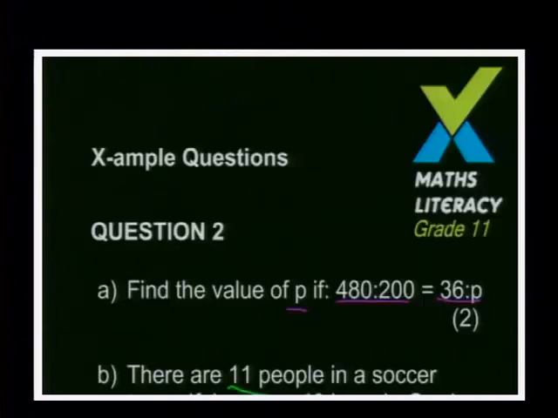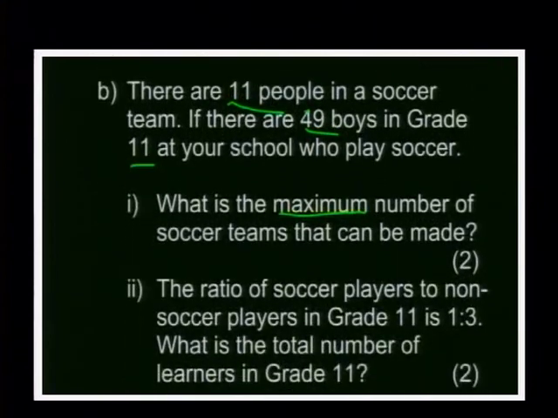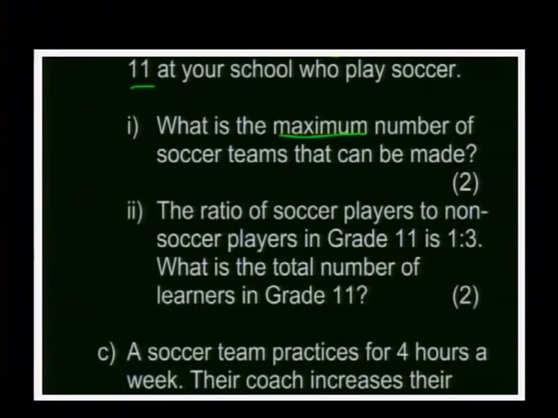Go back and check the question. Have we answered the question? It says, what is the maximum number of soccer teams that can be made up? Yes, we have answered it. The maximum is 4. Then the next part of the question says the ratio of soccer players to non-soccer players in grade 11 is 1 to 3. They told me here that it's a ratio. So I know I'm going to need those blocks.